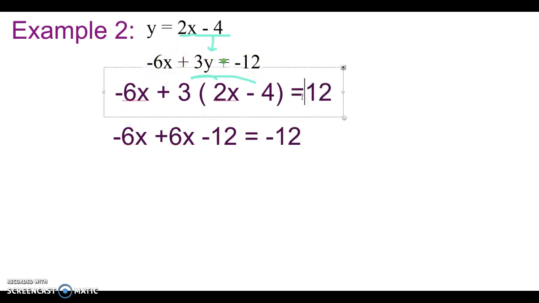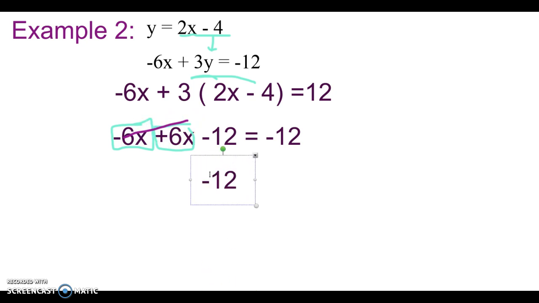Okay, so earlier we recalled combining like terms. So negative 6x plus 6x. When we do that, those cancel out. If we owe somebody $6 and then we pay them $6, we no longer owe them anything. So that is going to give us 0, or they're just going to cancel out. So what we are left with is negative 12 equals negative 12.